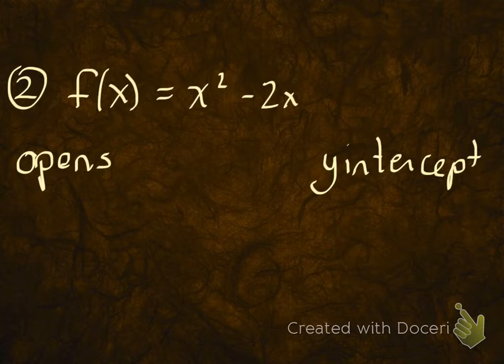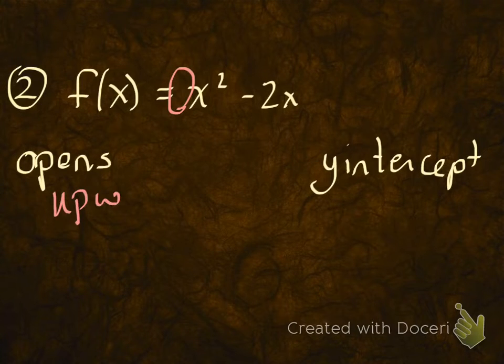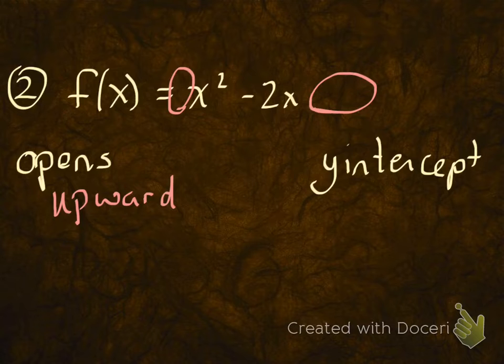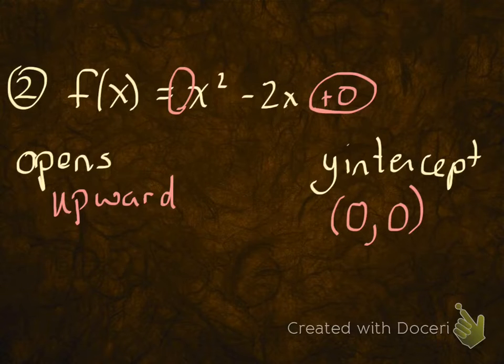I want you to pause and think about this and do it yourself first, and then unpause it and see if you're correct. Okay, the a term is 1. That's positive, so it's going to open upward, or up. And there is no c term, so that means there's a plus 0 here. So that means our y-intercept is 0, 0.